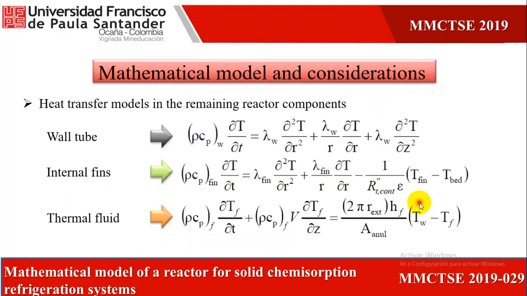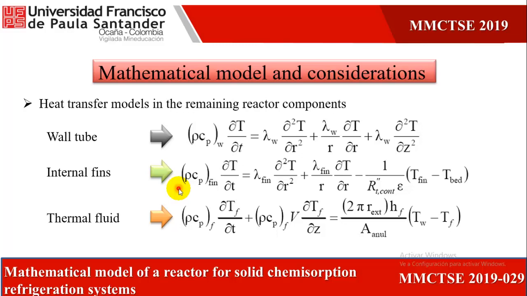So moving on, here we can observe the other models of the heat diffusion in the different components of the heat reactor, such as the tube wall, the fins that are in the sorbent bed here, and the thermal fluid that flows through the annular region, where the second order partial derivatives were numerically discretized from the central finite difference scheme, and the first order terms. For example, in the working fluid, these equations were discretized using a forward discretization scheme.